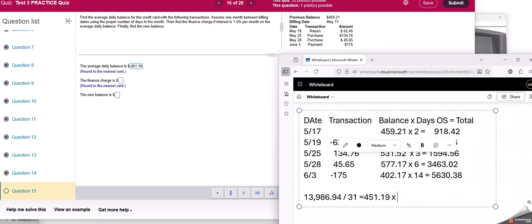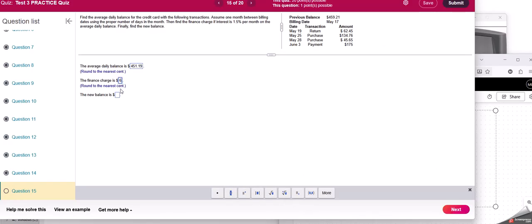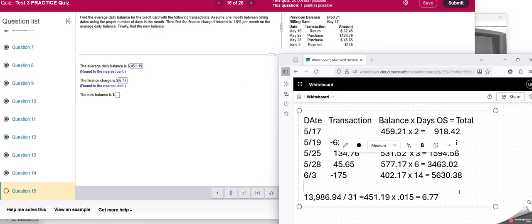And then that's what they're allowed to charge us finance charges on. So we'll multiply that by 1.5%. And that gives us $6.77 as our finance charge. And then finally, the last thing it asks for is what is your balance? So the $402.17 is where it ended. And then we add the $6.77 finance charge to that. So that gives us $408.94.